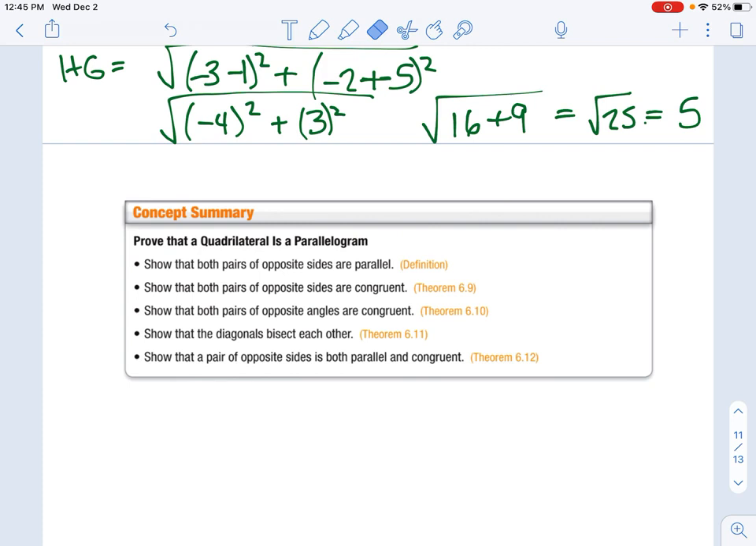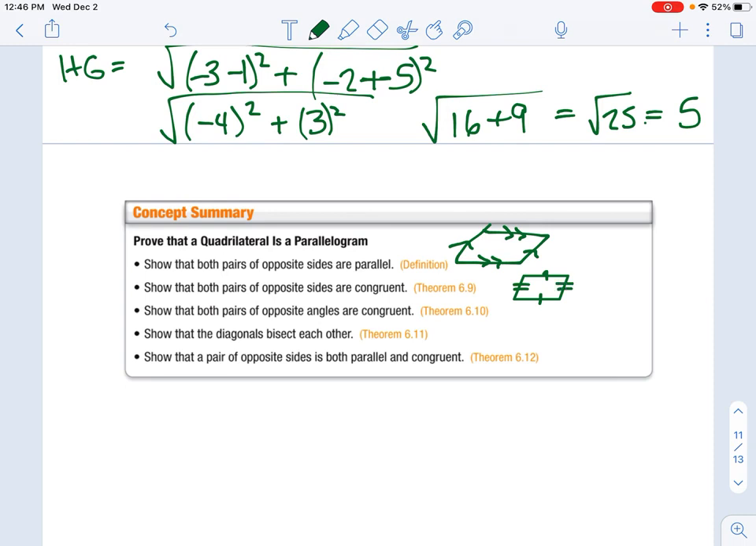So then in summary, we have these possibilities to prove that a quadrilateral is a parallelogram. You can show that both pairs of opposite sides are parallel. So that would look like, these are going to be bad pictures, I'm sorry, parallel. You can have that both pairs of opposite sides are congruent. You can have that they're congruent like that.